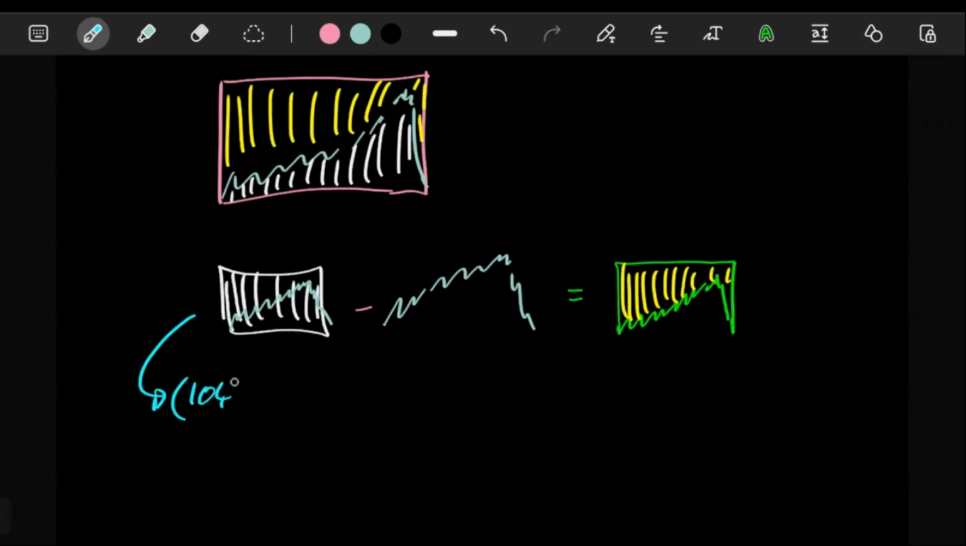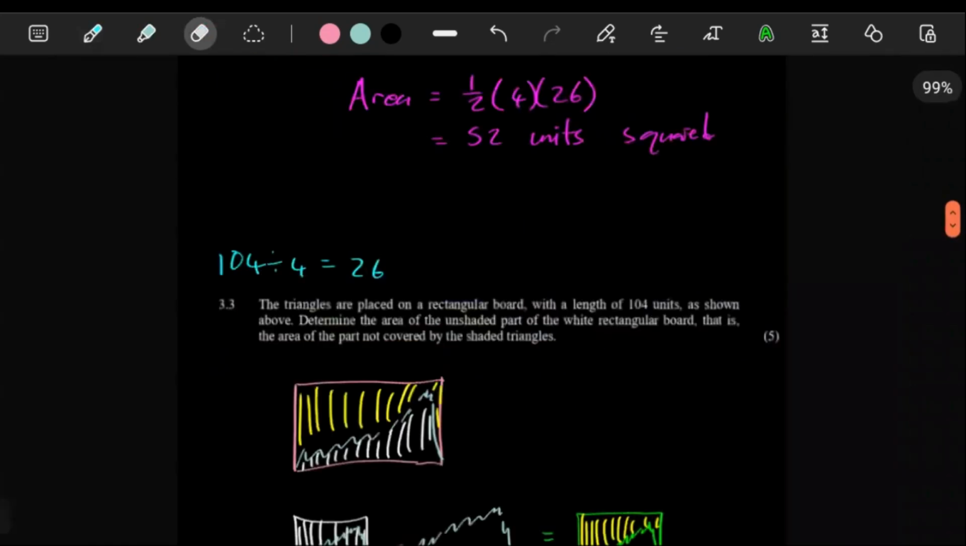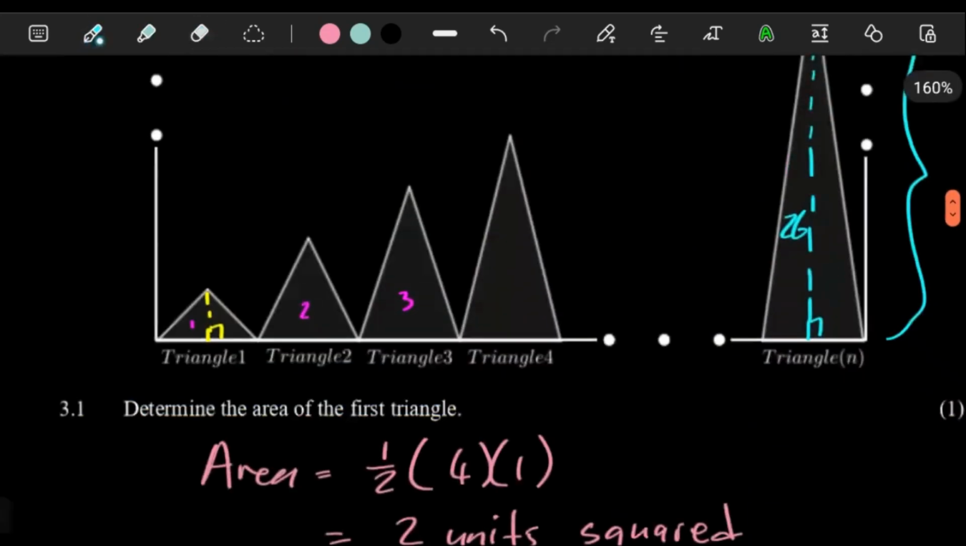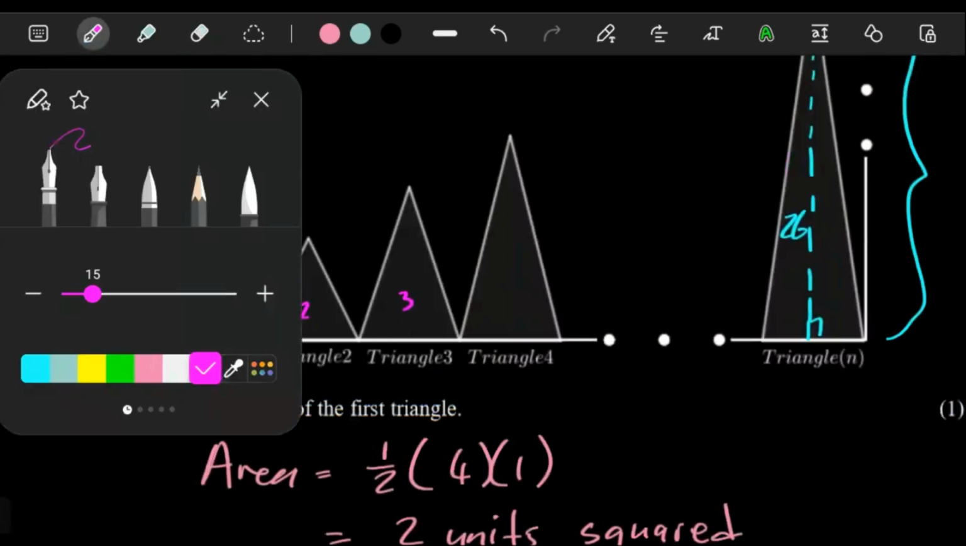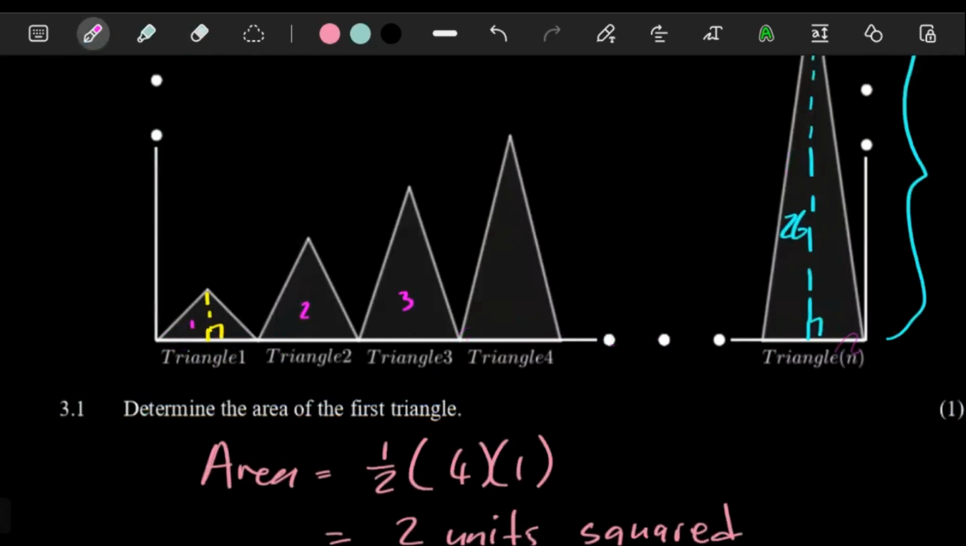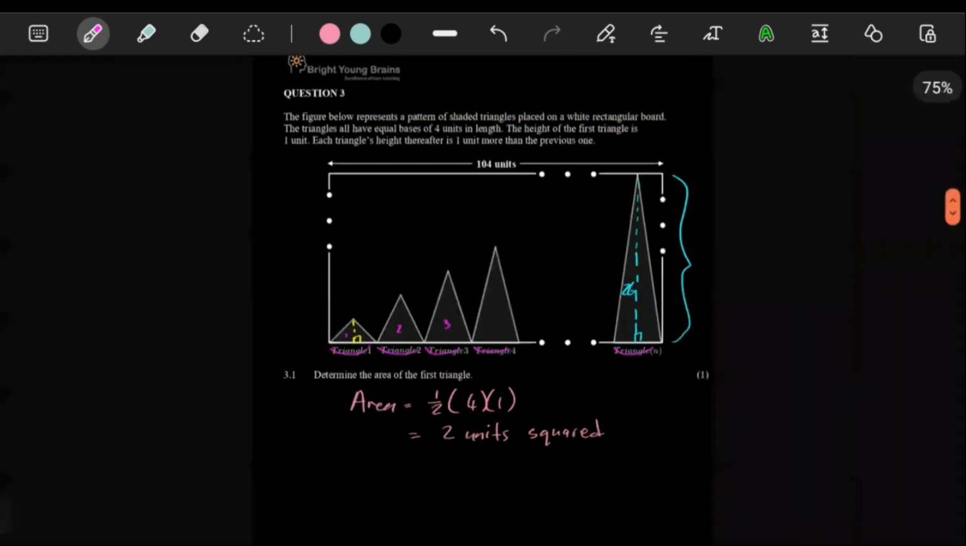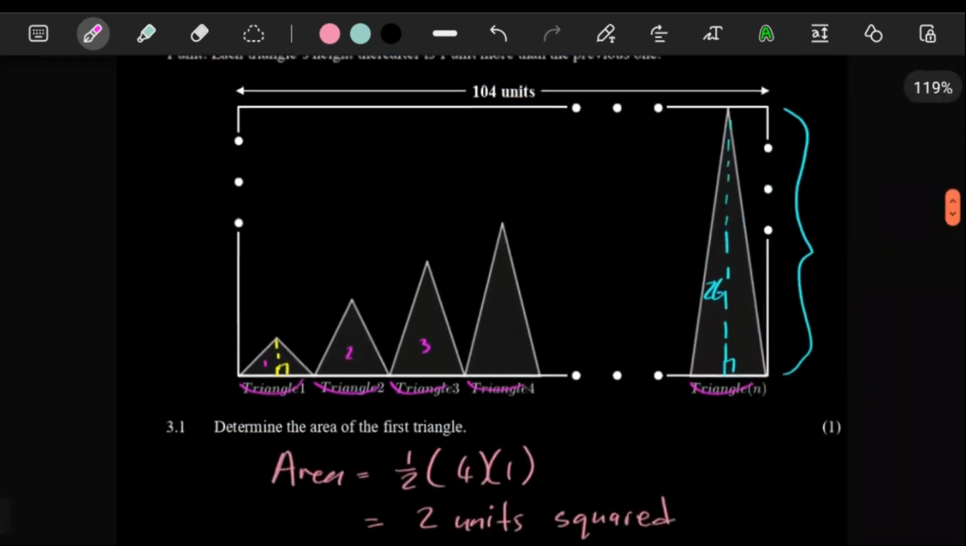Why did you divide by 4? The reason we divided by 4 is because each triangle's base is 4. The whole thing here is 104, but each triangle is 4 units, 4 units, 4 units, and so on. For us to find out how many triangles we have, we can just take 104 and divide by 4 units, because that's how many triangles we will have from the start to the end of it. Does that make sense? Yes, thank you.